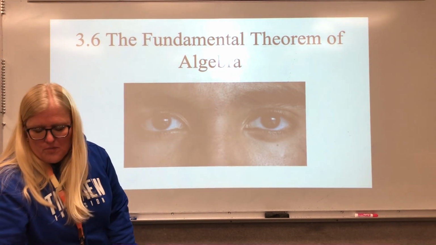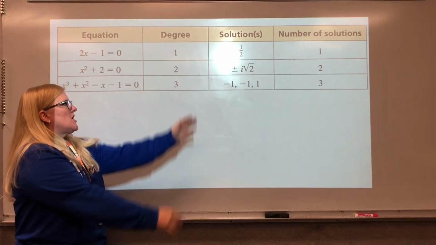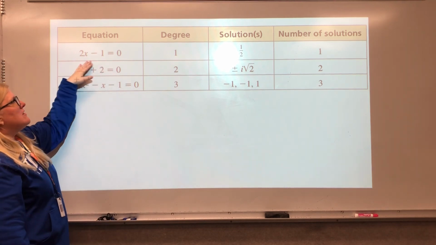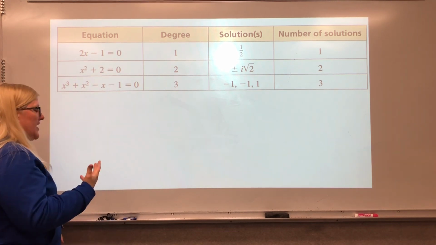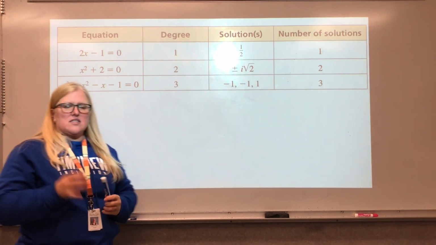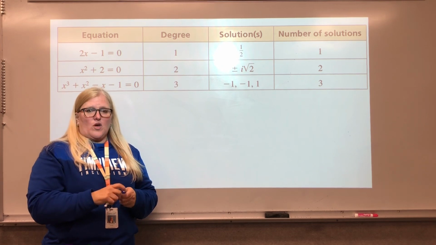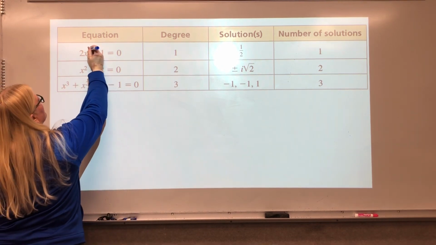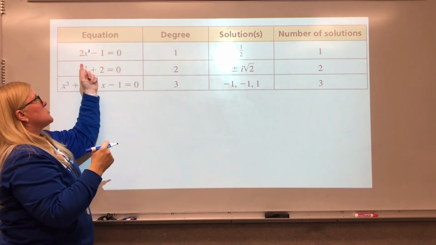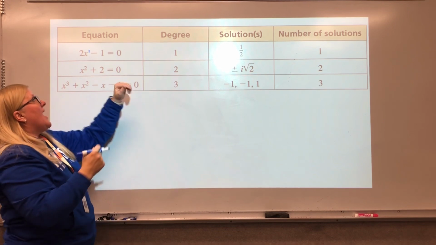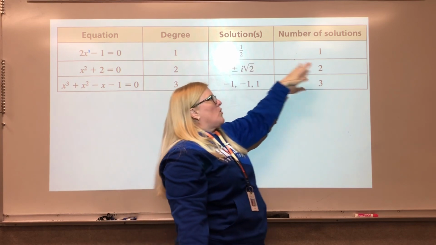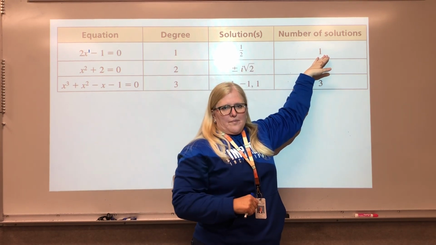All right, so this first bit on your notes shows a little table. We have an equation here, and the degree, remember that the degree of an equation is the highest exponent in the equation, okay? And so in this one, we have just an x. So the highest degree is 1, all right? So that's my degree. And if I solved for x, I would get 1/2. So the number of solutions is just 1.